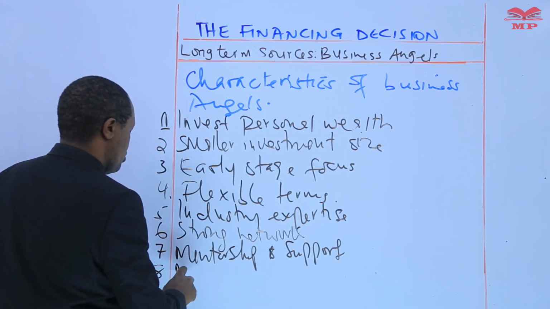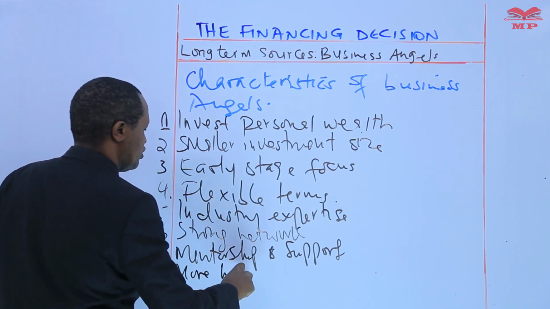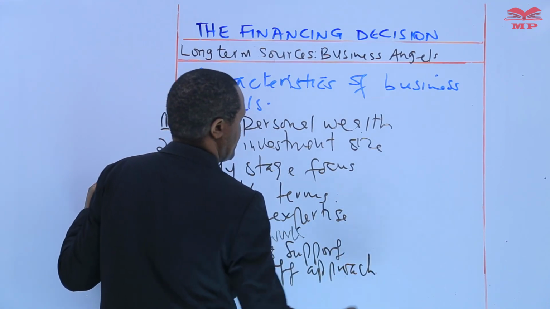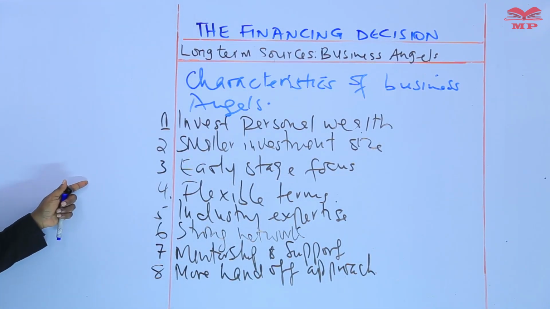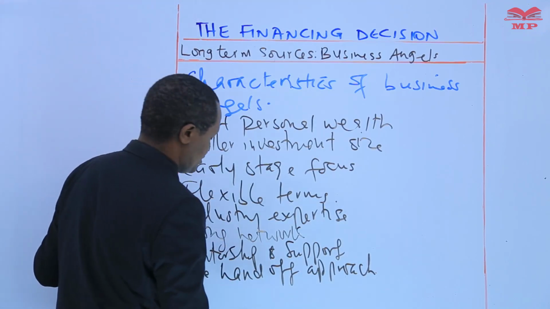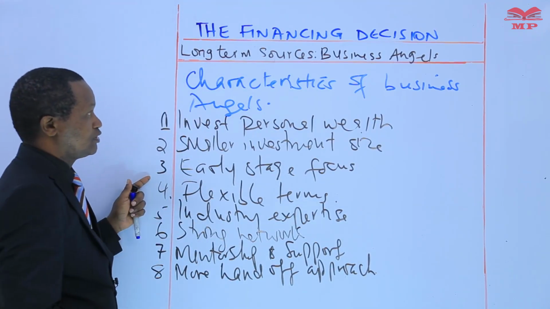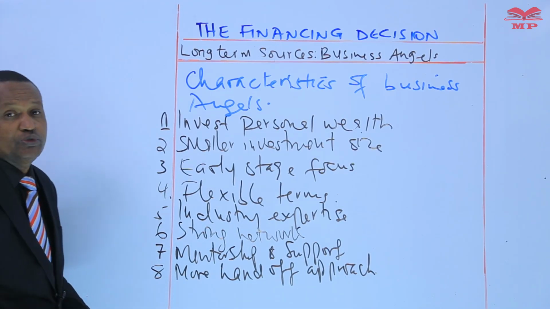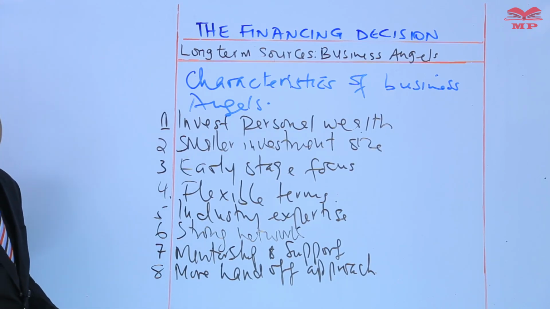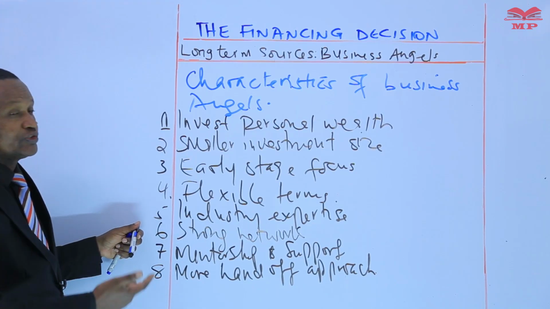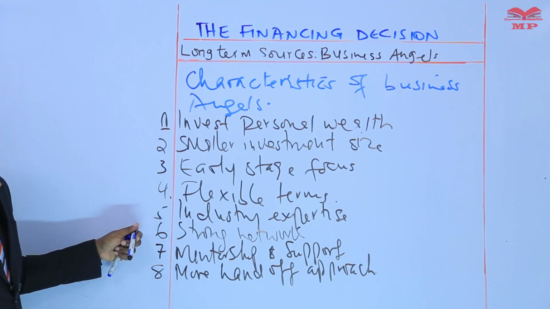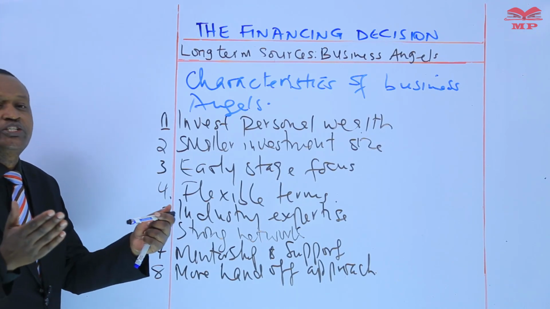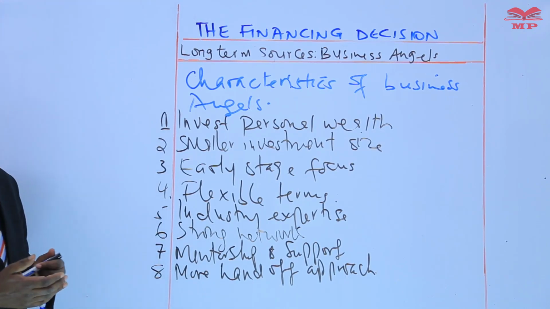Eight, they have a more hands-off approach. They have a more hands-off approach as compared to venture capitalists. You remember we said that venture capitalists are more involved in the operations of the companies in which they invest. Business angels are less actively involved in company operations than the venture capitalists, but they still offer strategic guidance and leadership.